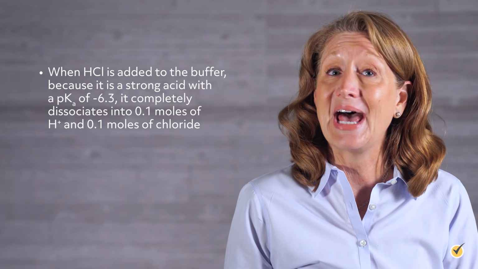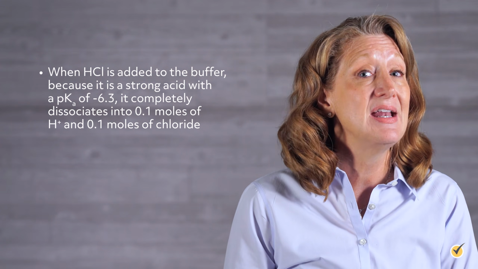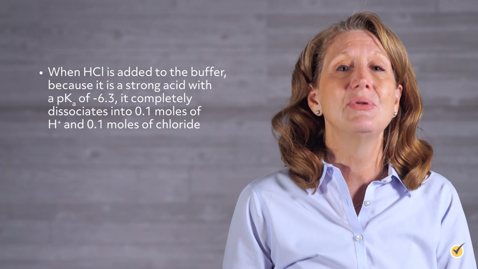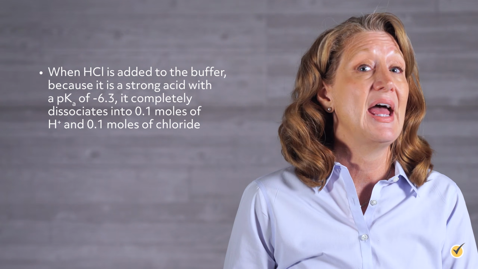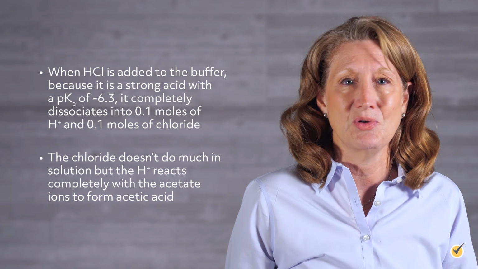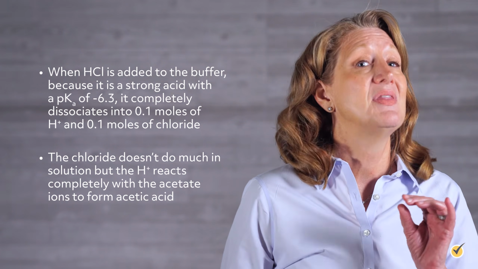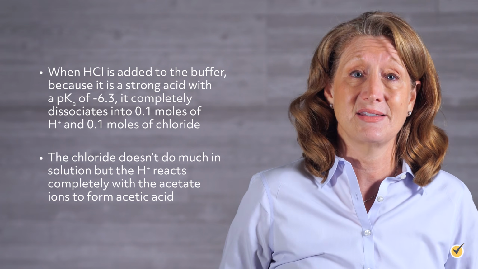Now that our buffer is made and we have an estimate for the pH, let's see what happens when we add a small amount of HCl. Let's say 0.1 moles. When HCl is added to the buffer, because it is a strong acid with a pKa of negative 6.3, it completely dissociates into 0.1 moles of H plus and 0.1 moles of chloride. The chloride doesn't do much in solution. It's happy on its own. But the H plus reacts completely with the acetate ions to form acetic acid.